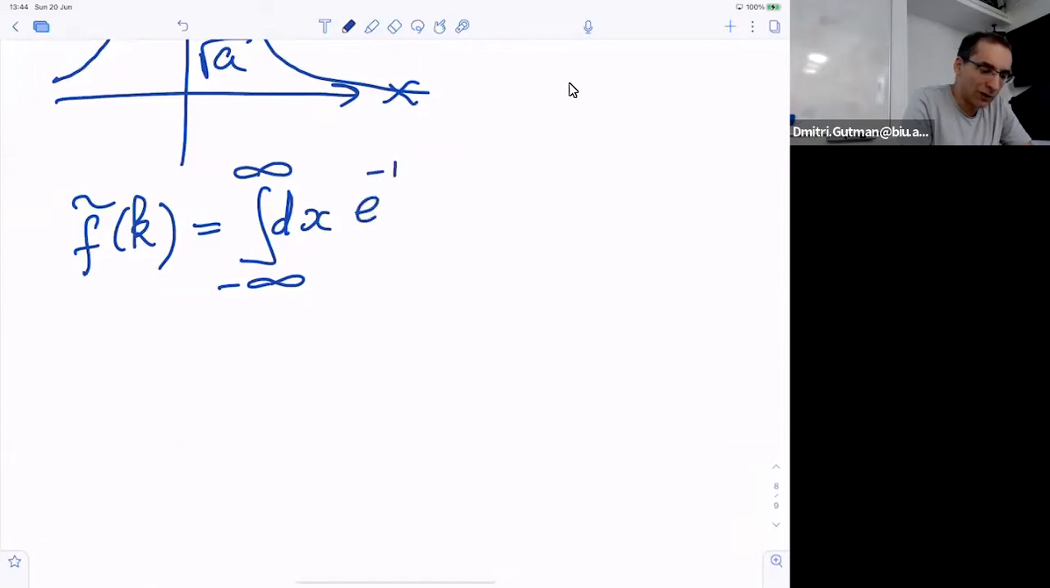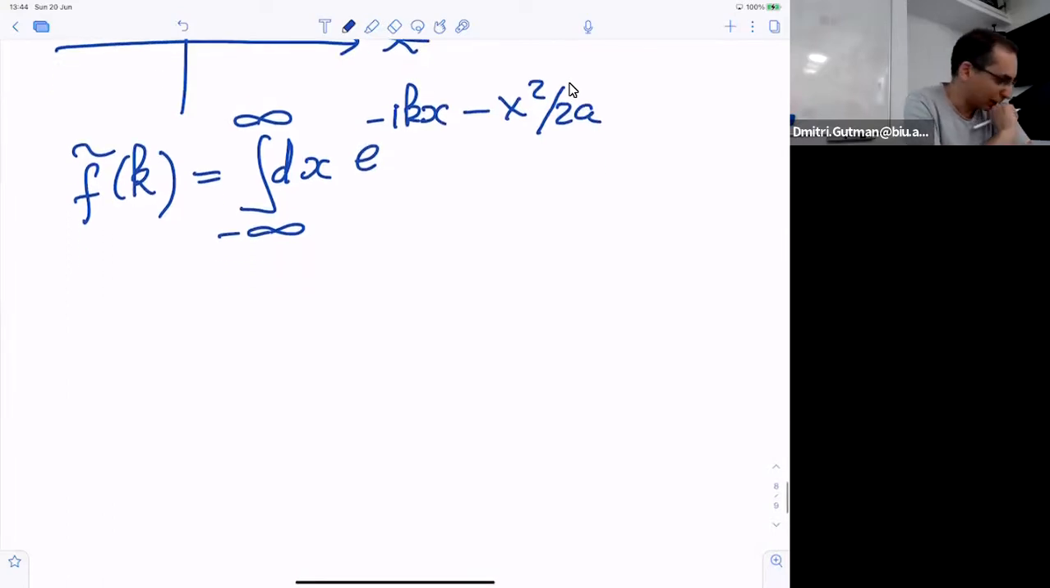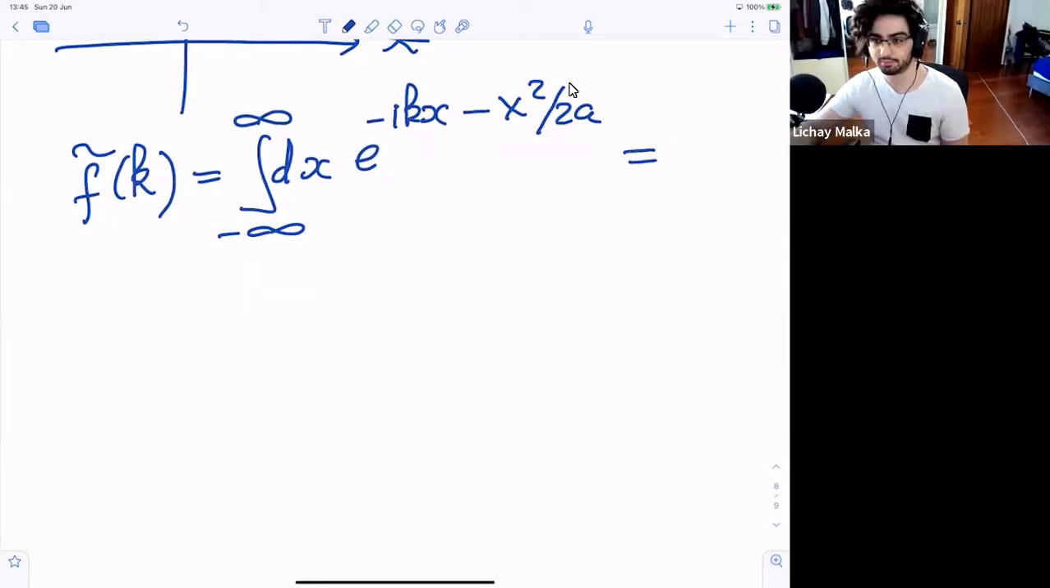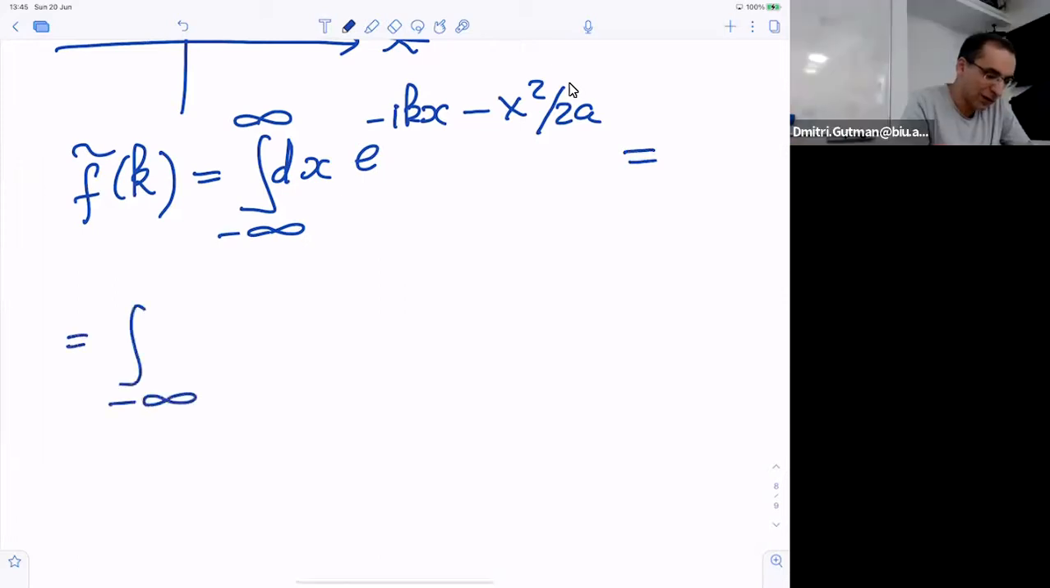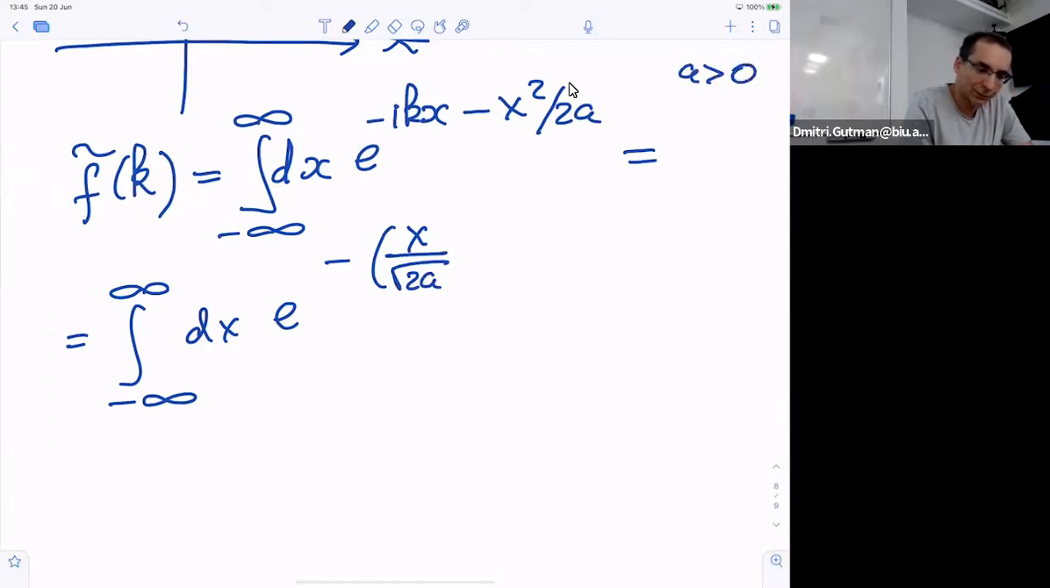Okay, so e to the power minus i k x minus x squared over 2a. So how do we compute this integral? We complete the square. So let's do it like this. dx exponent minus, okay, so that will be x over square root of 2a. Here we need to assume that a is positive, otherwise this integral diverges, plus i square root of 2a divided by 2 times k, squared, minus a k squared over 2.